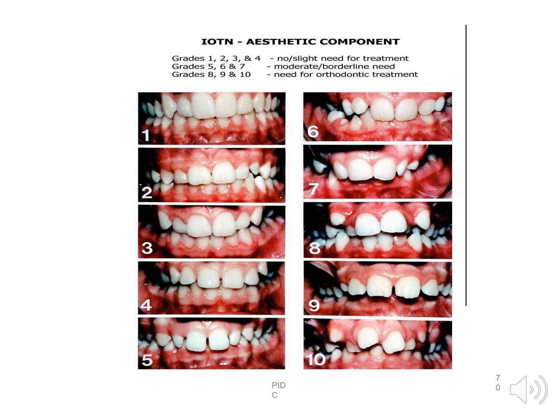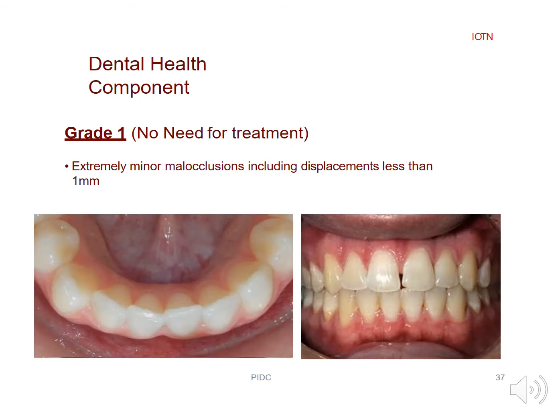Now we will look at the dental health component and aesthetic component one by one. For the dental health component, grade number 1 shows there is no need for treatment. Usually for grade 1, there will be extremely minor malocclusion including displacement less than 1 mm. So we can see that in this photo, for the lower incisor teeth, there is extremely mild crowding and the displacement is less than 1 mm. The diastema is also less than 1 mm. It's very minor malocclusion.